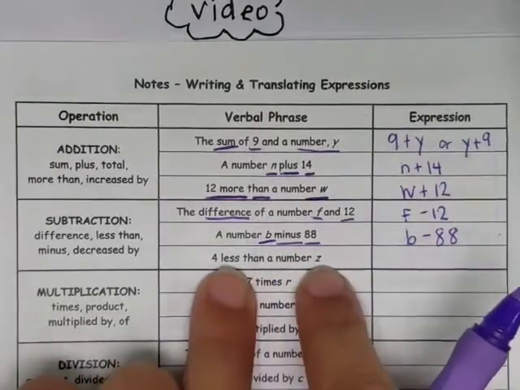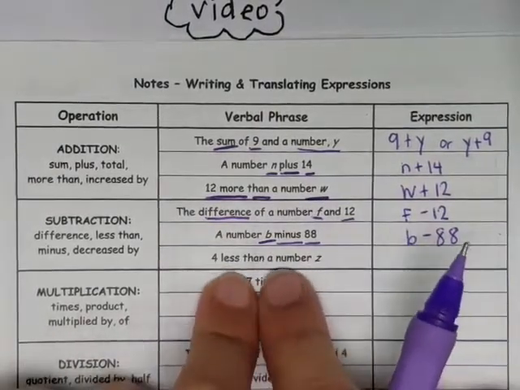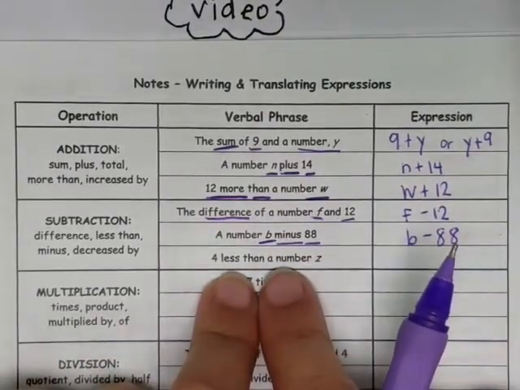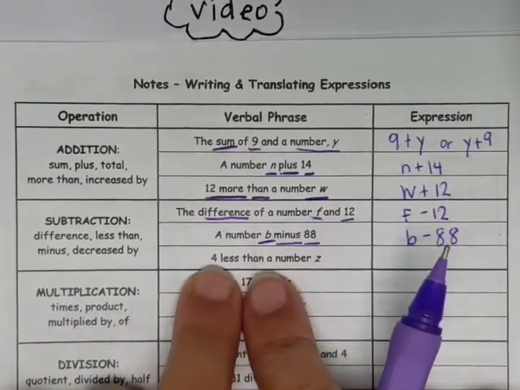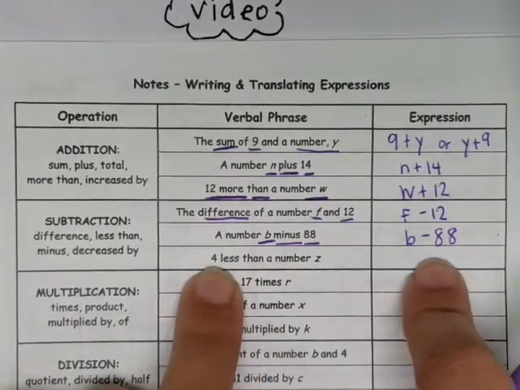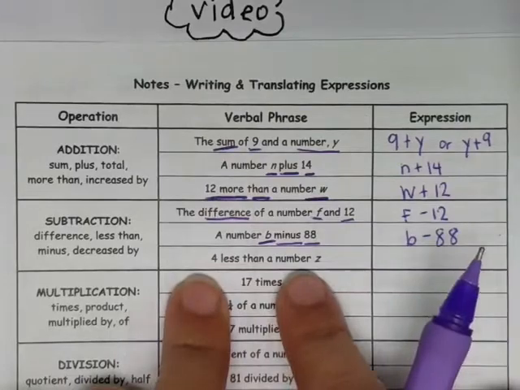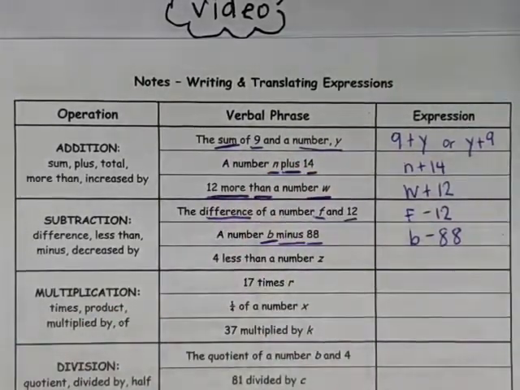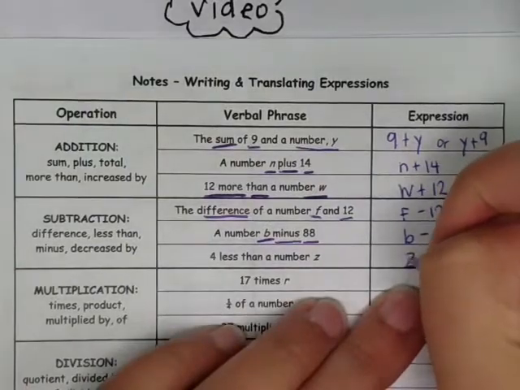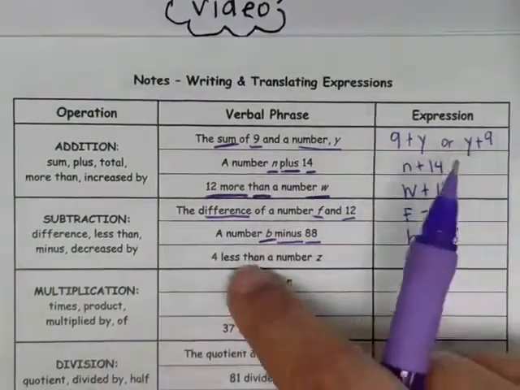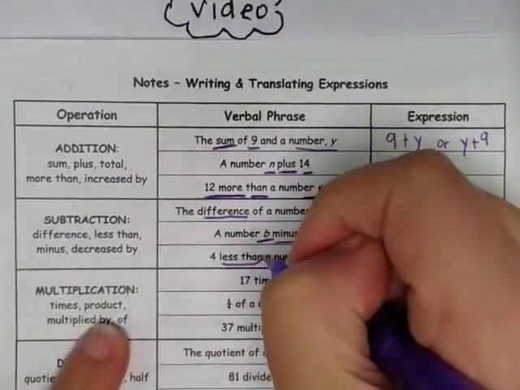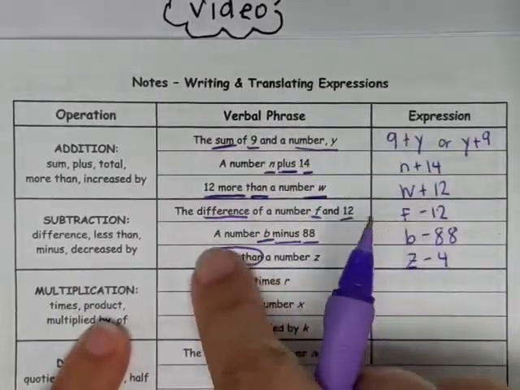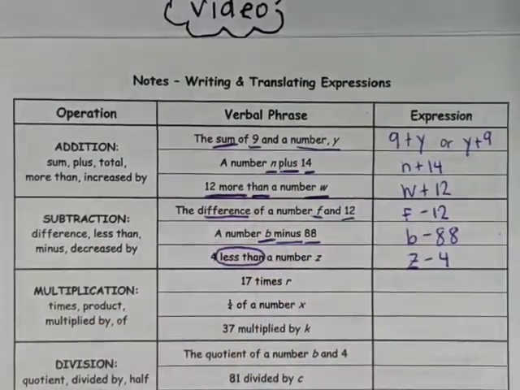And then 4 less than a number z. This one typically tricks people because we see the number is written first, so we want to write it first. But if I'm saying 4 less than a number z, I'm saying I'm taking 4 away from z. To take 4 away from z, you would write it as z minus 4. So be careful when you see less than. Typically that means that the number is going to be after the variable.